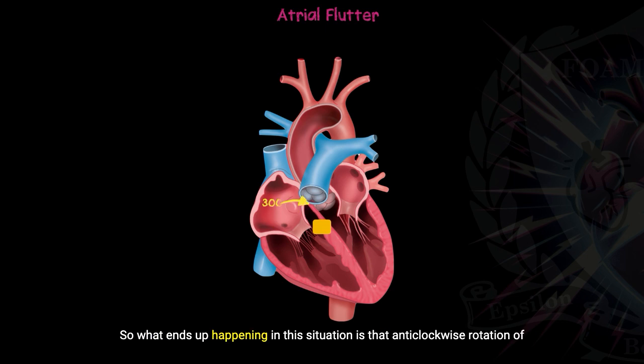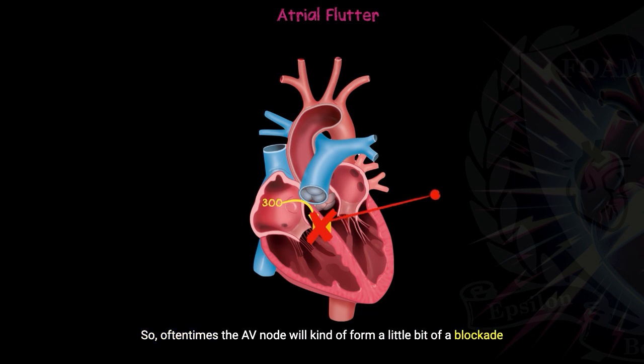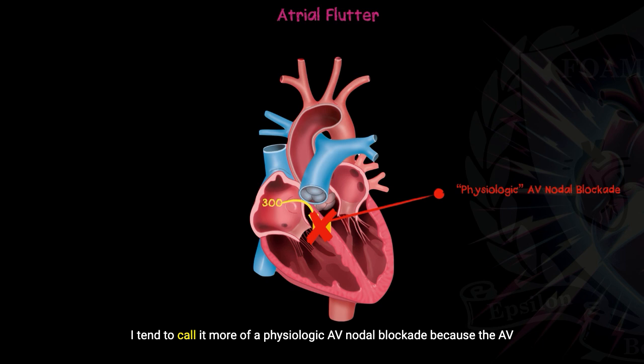So what ends up happening in this situation is that anticlockwise rotation of that 300 beats per minute actually does get conducted down into the AV node. But the AV node, in order to protect the heart, to allow for ventricular filling, will actually terminate some of those impulses. So oftentimes the AV node will form a little bit of a blockade. And it's a misnomer. It's not your traditional AV nodal blockade. I tend to call it more of a physiologic AV nodal blockade because the AV node knows that the ventricles cannot sustain 300 beats per minute.